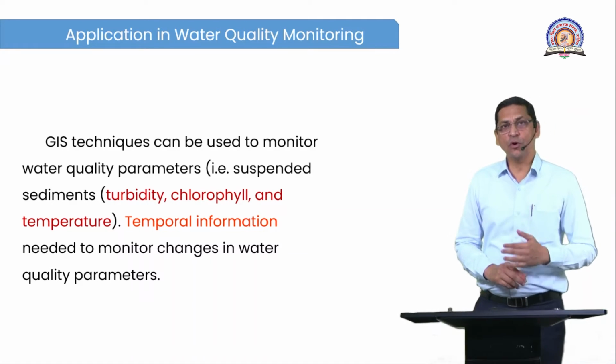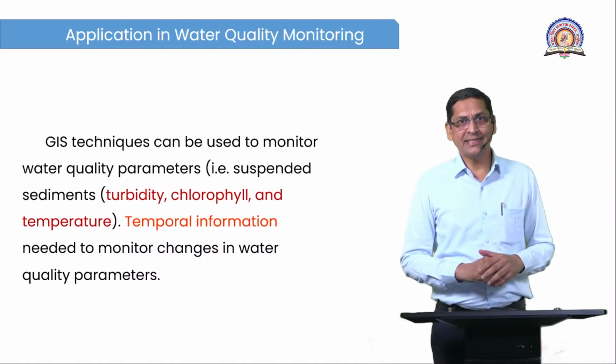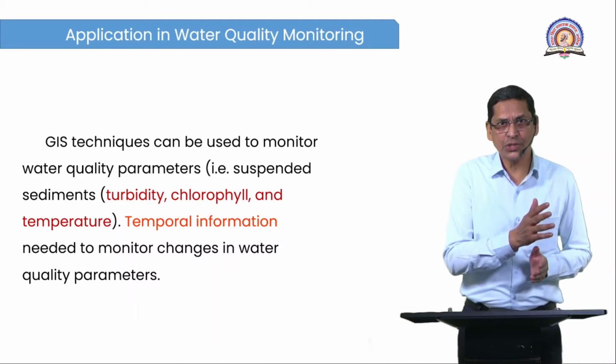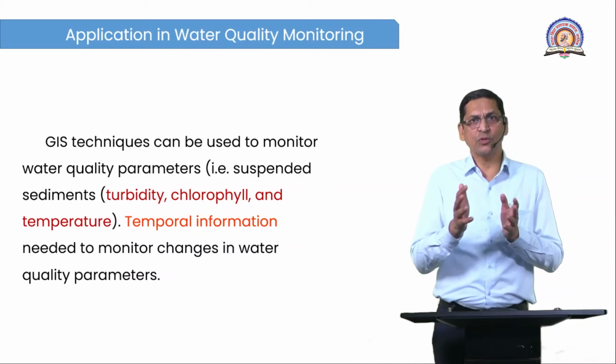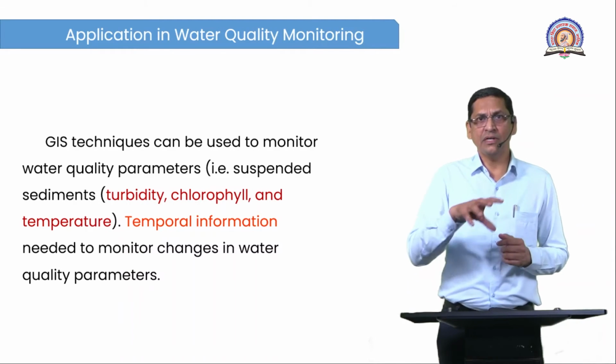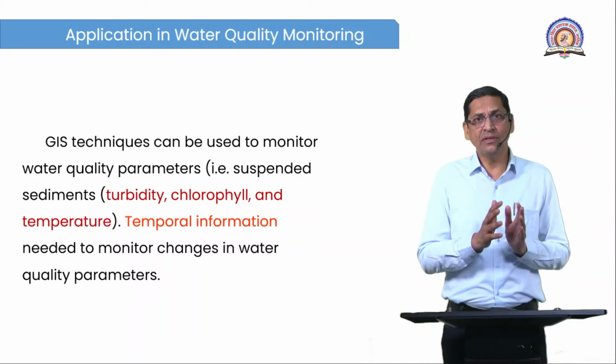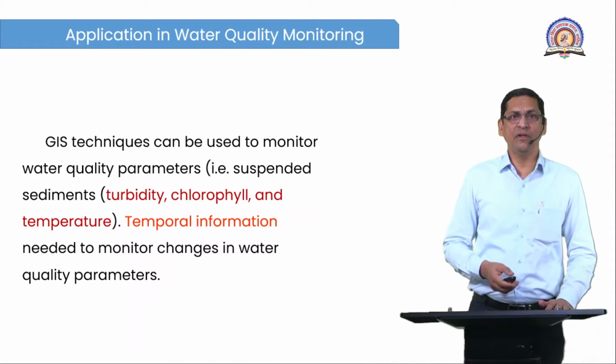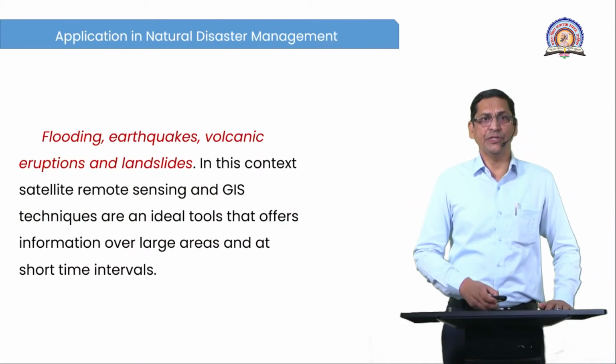Temporal information of water resources is available due to GIS, because GIS is constantly taking photographs or maps of the resources, and therefore we can note the change in the resources. GIS is very useful for water quality monitoring.